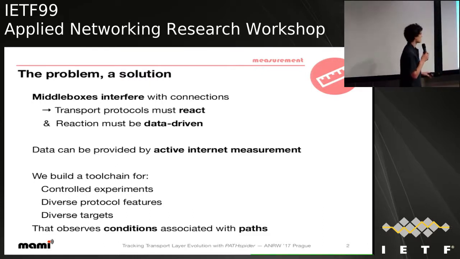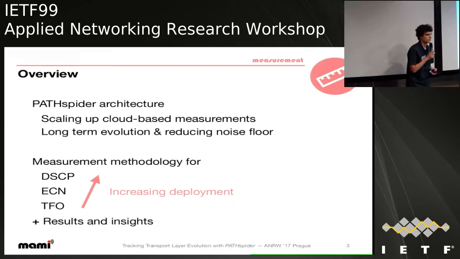So in this talk, we'll start by first looking at the basic architecture of PATHspider. So what does it do? And then also, how have we incorporated PATHspider into a cloud-based measurement system? A system that allows us to run many measurements, both over a long period of time to really track what is changing, and also many measurements together over a short period of time so we can eliminate transient effects. And then we'll actually look at three studies that we've done for three protocols with very different levels of deployment. That's DSCP, ECN, and TFO. And for each of them, we have results and quite some interesting insights.